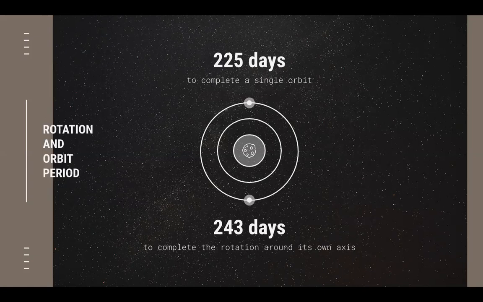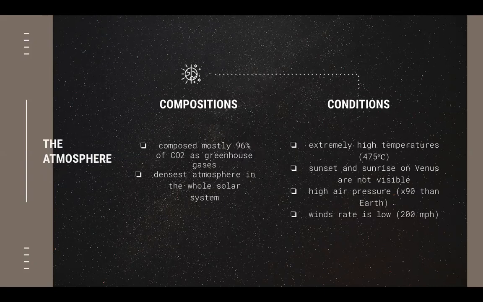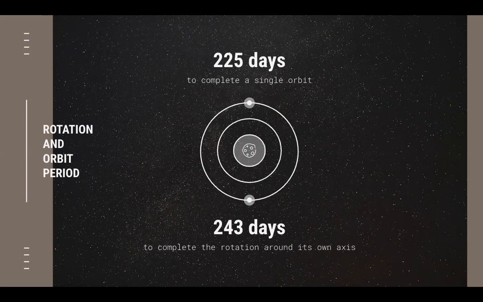So Venus takes about 225 days to complete a single orbit and 243 days to rotate fully around its own axis. So, sorry, I have to go back one second. Does everyone get that what that means is that a day on Venus is technically longer than a year? Everyone getting that? Kind of kooky to think about. Yeah, cool. All right, keep going.